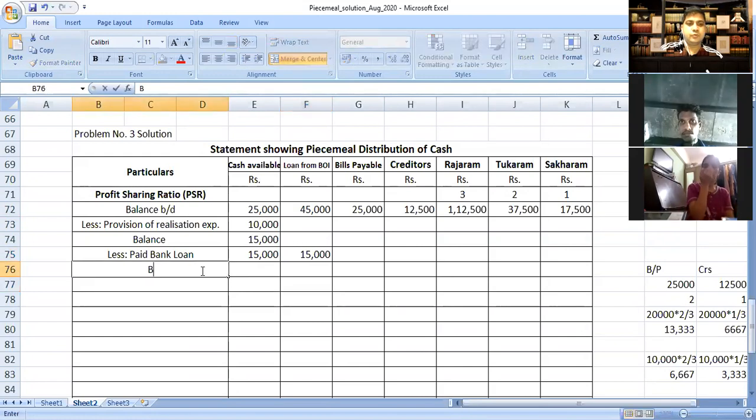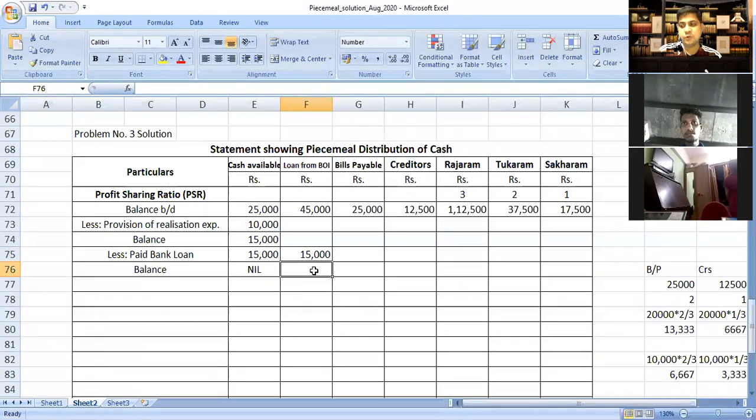Now the balance available is to be paid. We paid 15,000 to the bank. Now there is no balance available. From this 45,000, 15,000 was paid as a loan. Now the rest of the loan balance is 30,000.